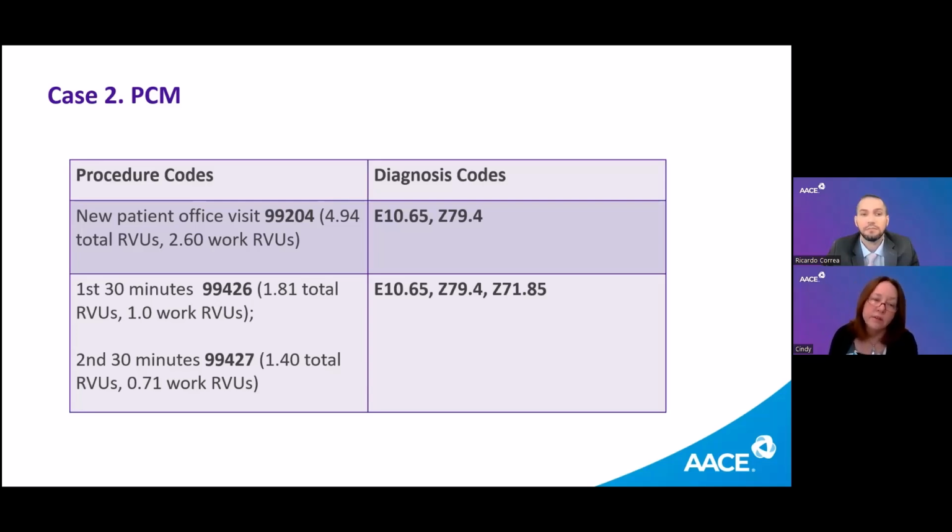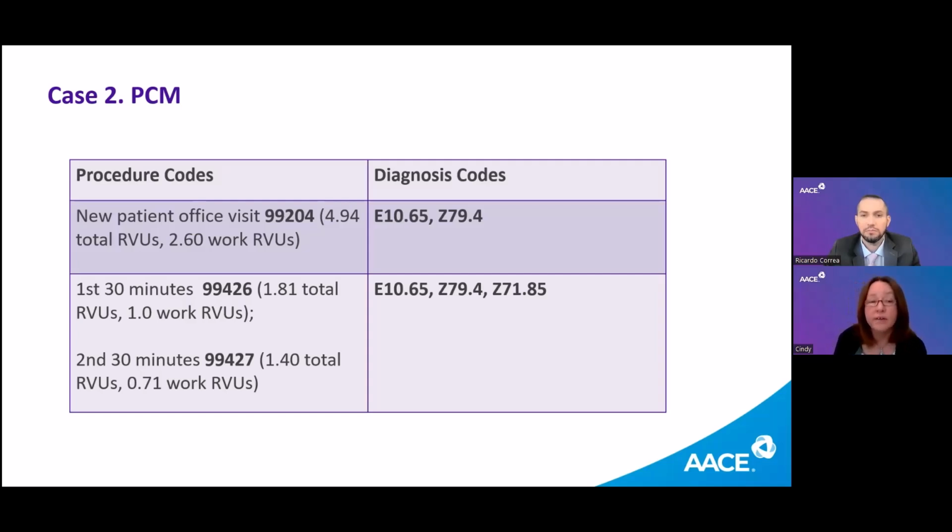And then at the end of the month, based on the time accrued of 60 minutes, the physician would also report 99426 for that first 30 minutes and 99427 for the second 30 minutes. In conjunction with these codes, the same diabetes codes would be reported, but you would add the Z71.85 for that vaccine counseling that took place during the visit.